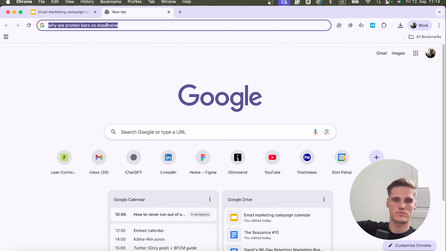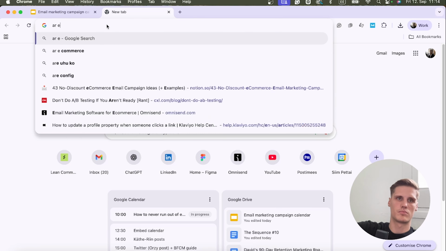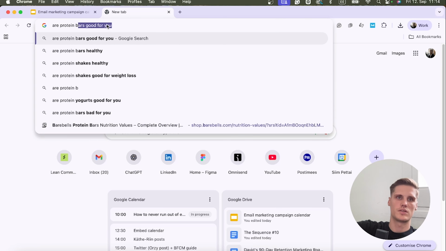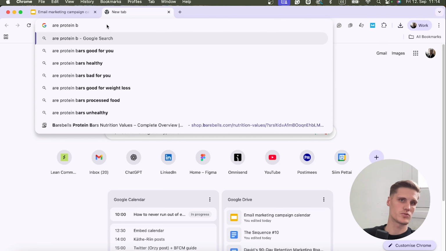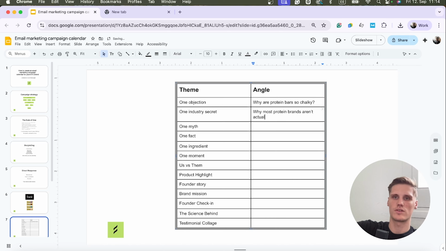Are protein bars good for you? Are protein bars healthy? Are protein bars bad for you? That just shows that people don't really know. So what you can write here is why most protein brands aren't actually healthy. And then you want to position your brand and show why your protein bar is actually healthy. One myth.